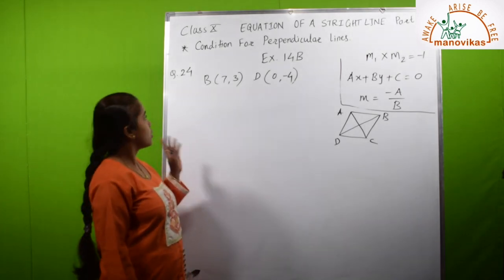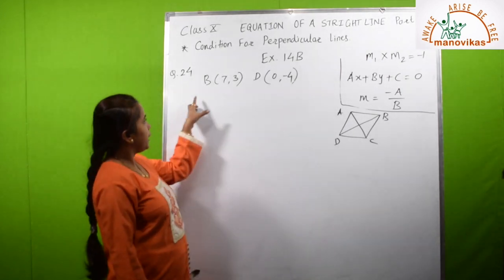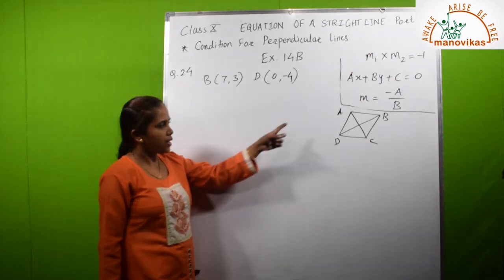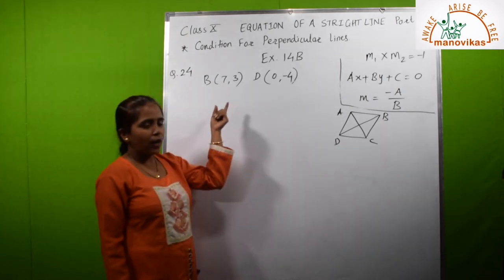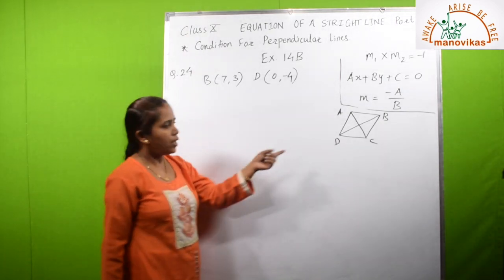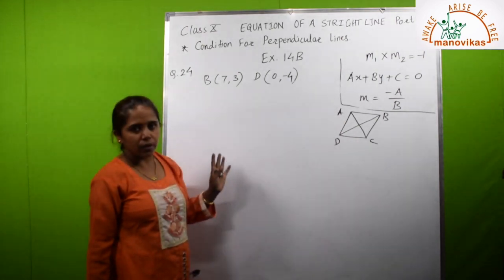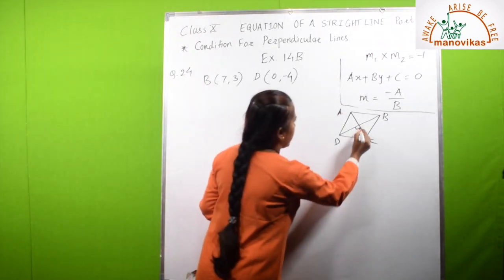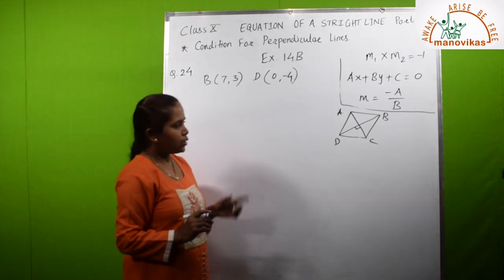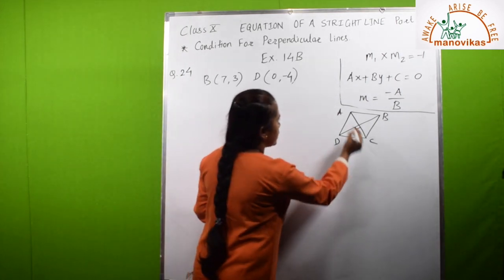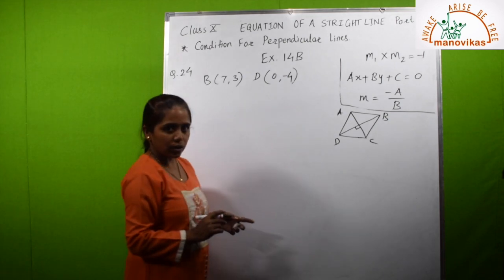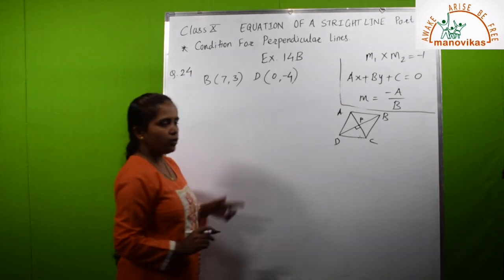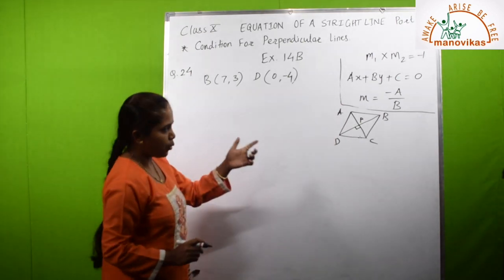So next question is question number 24. Here B and D are the opposite two vertices of the rhombus ABCD. Okay, and we have to find the equation of the other diagonal AC. Now what are the properties of a rhombus? The diagonals of a rhombus bisect at 90 degrees. Okay, so it means that AC and BD are perpendicular to each other and their point of intersection is the midpoint of BD or AC. Suppose that point is P.